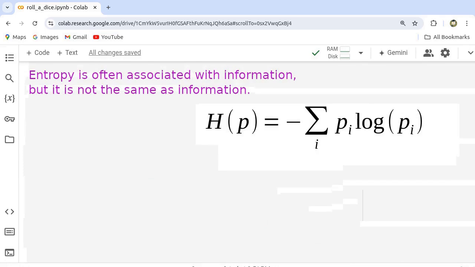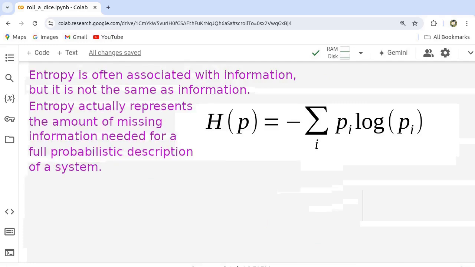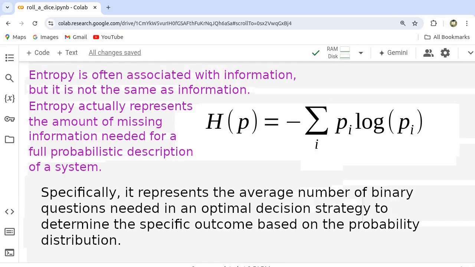While many people associate entropy with information, they are not the same. Entropy quantifies the amount of missing information required for a complete probabilistic description of a system. Specifically, it represents the average number of binary questions needed in an optimal decision strategy to determine the specific outcome based on the probability distribution.